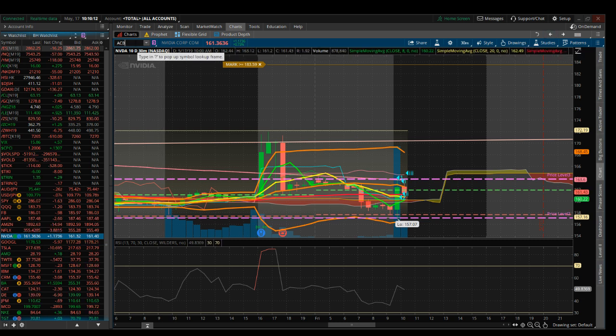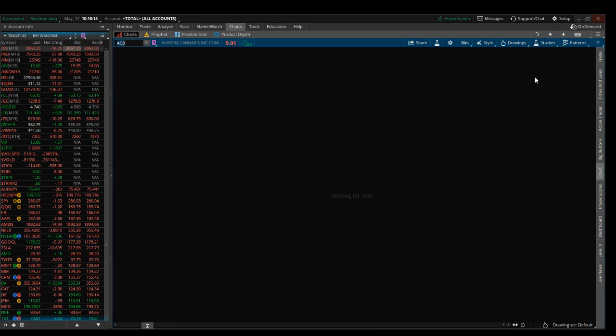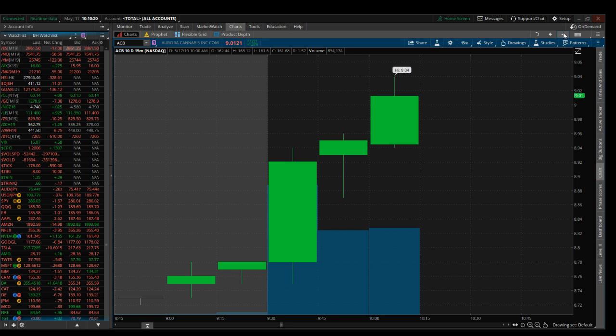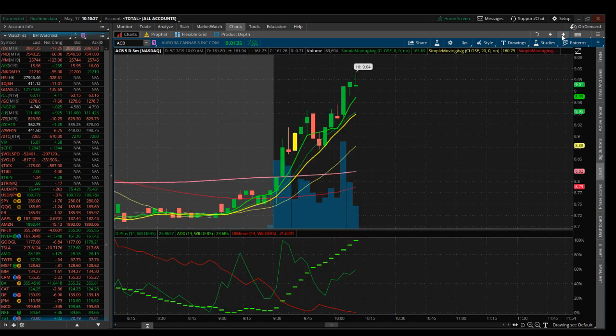So ACB. Penny stock, can't really miss it. It looks good though. It broke the 30, broke your 15. So really nice momentum hammer right there, a measured move to the upside. It did have a nice move this morning. Does it get continuation? Maybe. Your ADX looks really good.